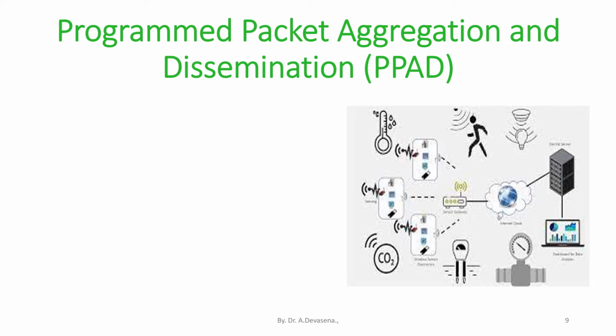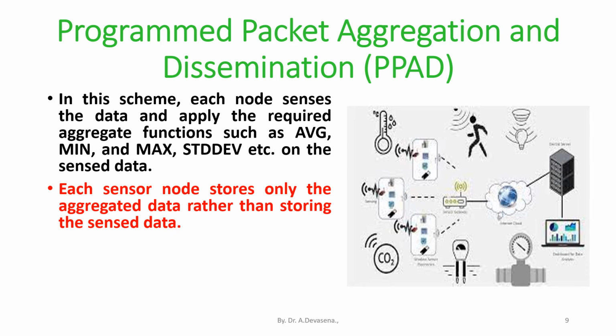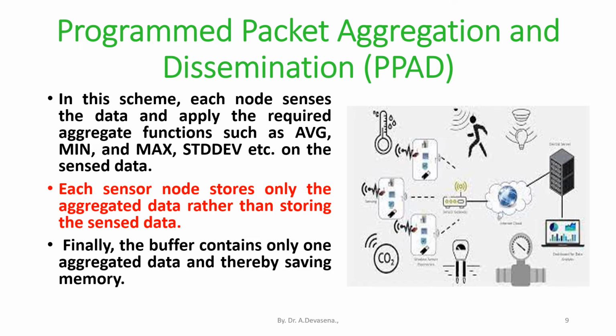Programmed packet aggregation and dissemination (PPAD). In this scheme, each node senses the data and applies the required aggregate functions such as average, minimum and maximum, standard deviation, etc. on the sensed data. Each sensor node stores only the aggregated data rather than storing the sensed data. Finally, the buffer contains only one aggregated data and thereby saves memory.